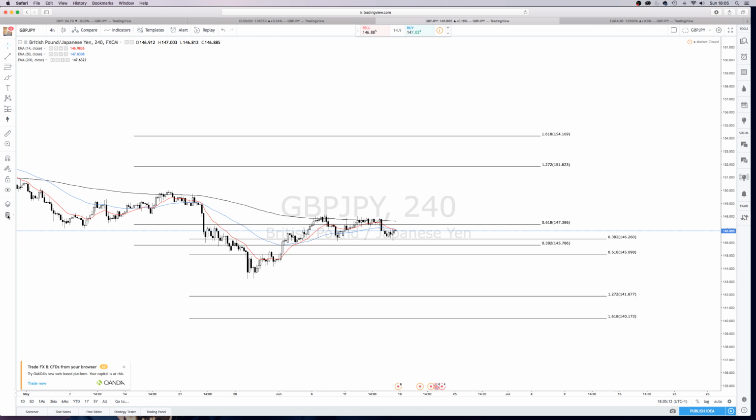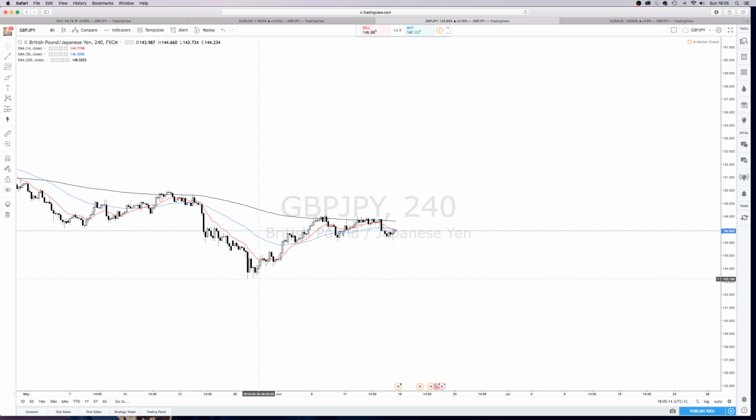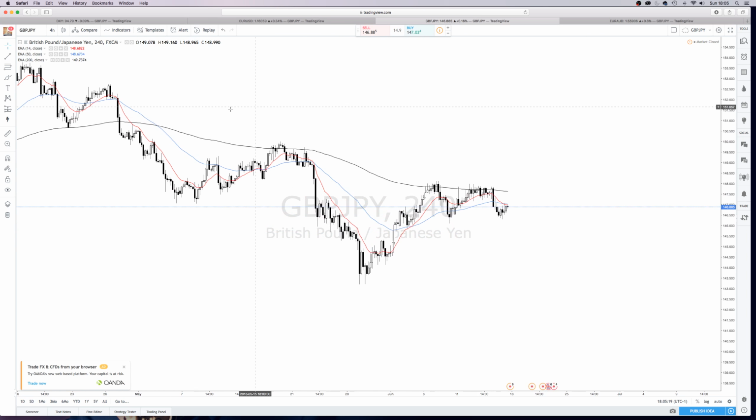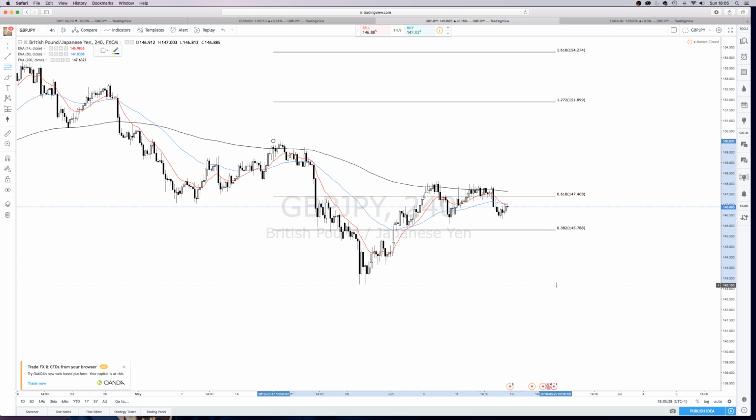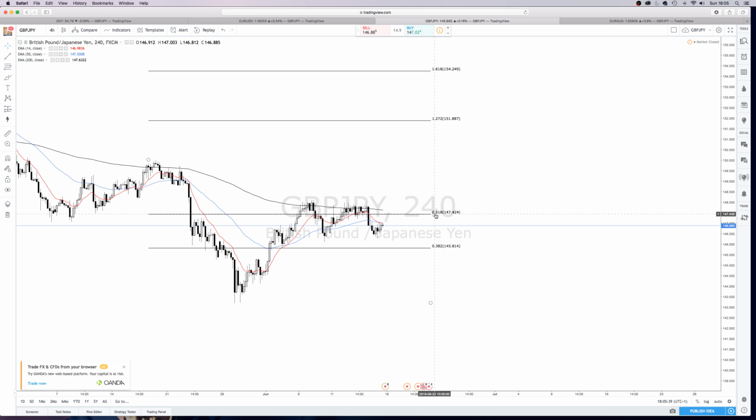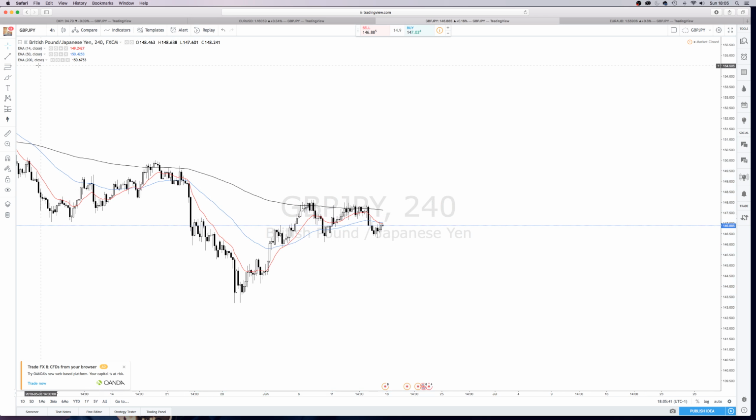So let's just get rid of these fibs, because I was looking at this test here of the 200 EMA. So when we tested this 200 EMA, from high to low, we've got that fib there, the 618. Now I didn't get in right here. I was looking at price, we'd come back up, we retested again here. I'll show you the idea in a moment, just to get my bearings.